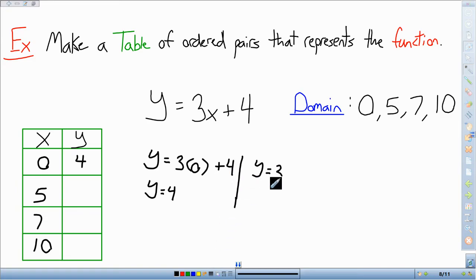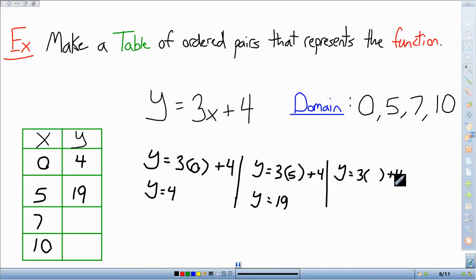Let's keep moving along here. So y equals 3 times our x value on this next one, which is 5, plus 4. All right, so 15 plus 4, we're getting y as 19 when x is 5. Okay, moving along, y equals 3 times x plus 4, where our x value on this one is 7. So we're getting 21 plus 4, so we're getting 25. So when x is 7, y is 25.